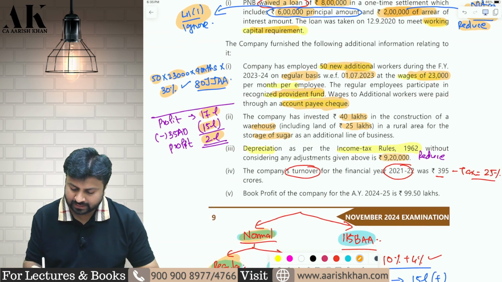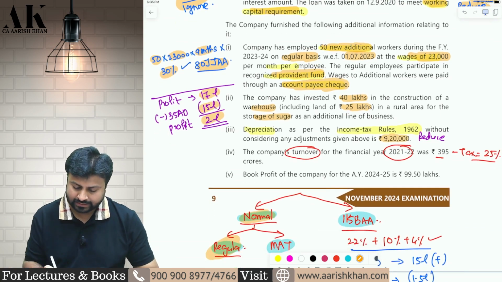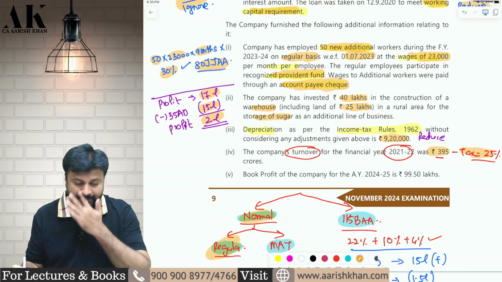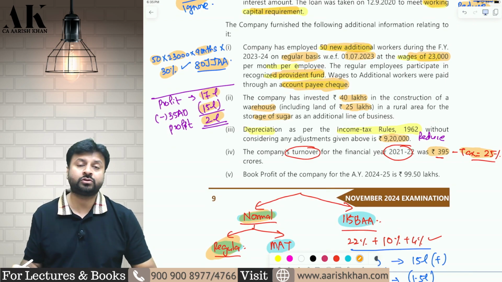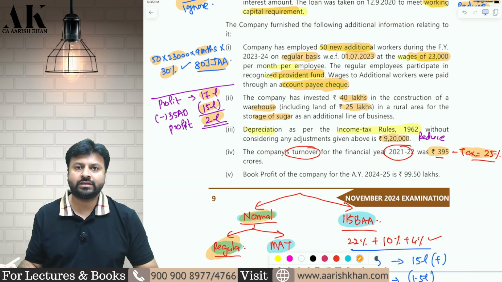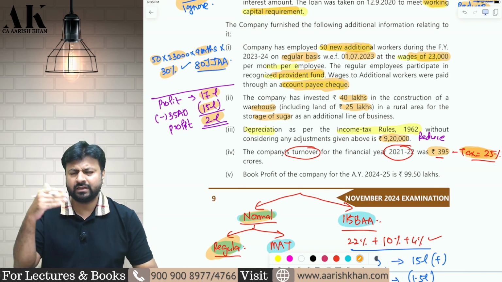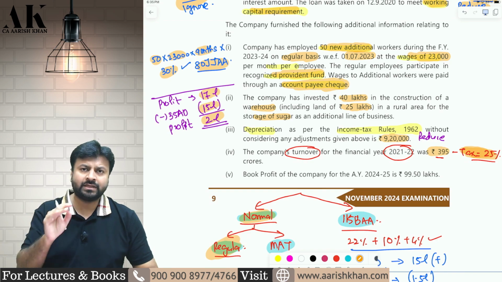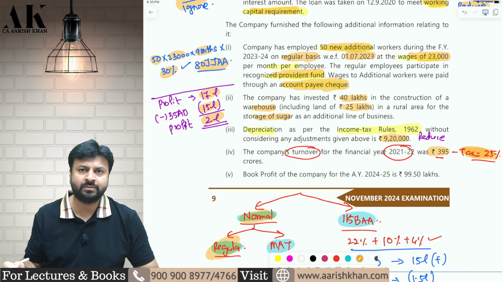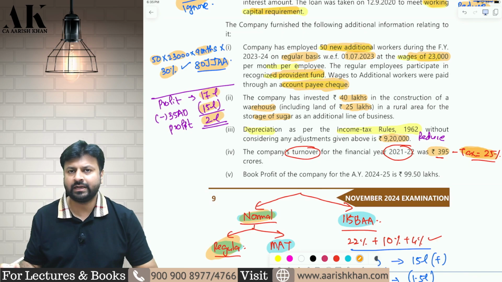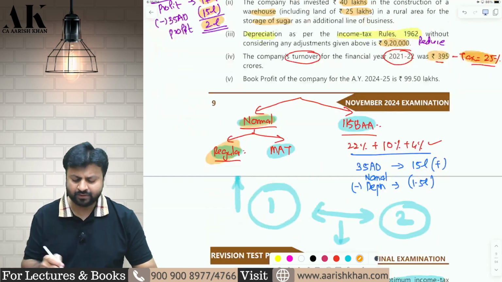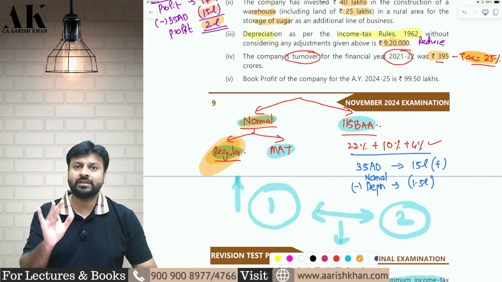Next, depreciation as per income tax rules, you can reduce that. And the company's turnover of last to last year is 395 crore. Therefore, the tax rate of the company will be 25%. So take 25% tax, then check if the income crosses the surcharge limit, then apply the surcharge also if it crosses the surcharge limit, and then apply the tax rate. Okay, then apply the cess. This will be your first calculation. That is the calculation as per the regular provision.